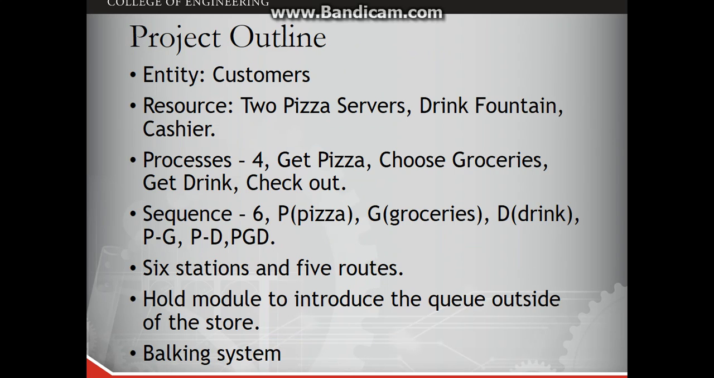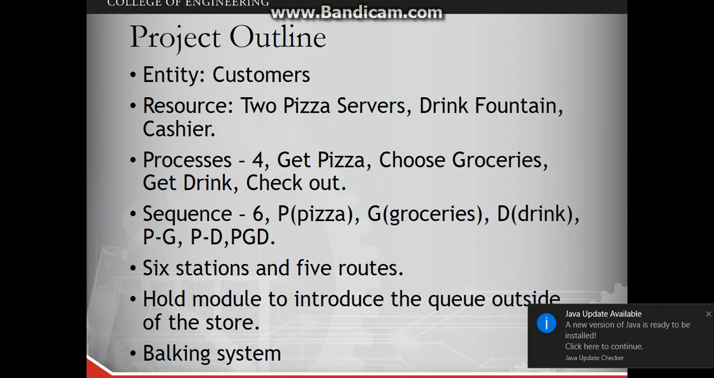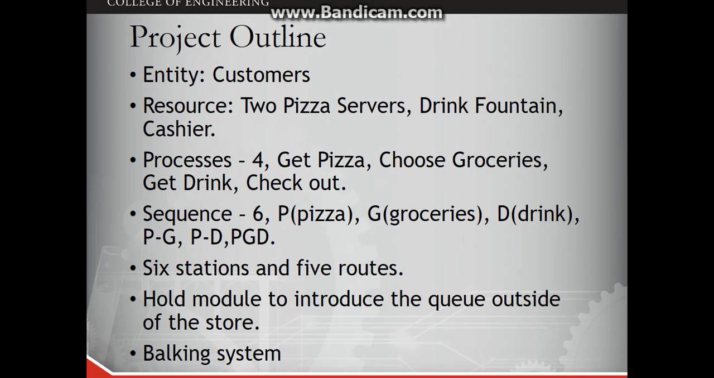And here's our project outline. We define our entity as customers, since we have only one type of customer; those are the only entities we have. We have resources: two pizza servers, drink fountains, and a cashier. We have four processes: getting a pizza, choosing a grocery, getting a drink, and checkout. We also use the sequence module in our model.